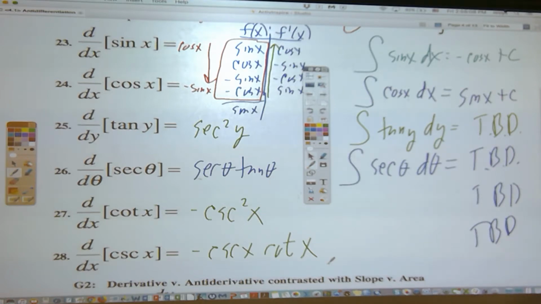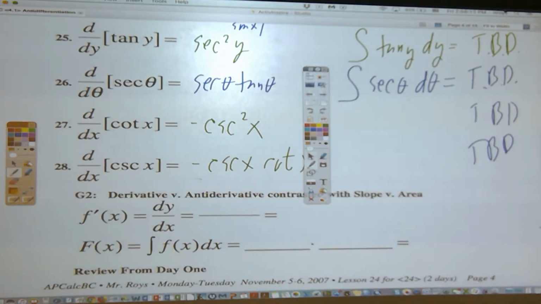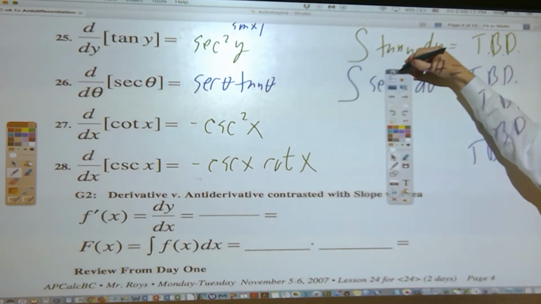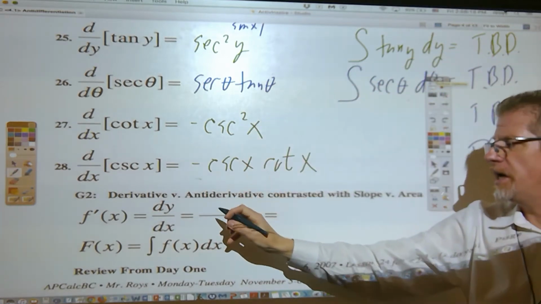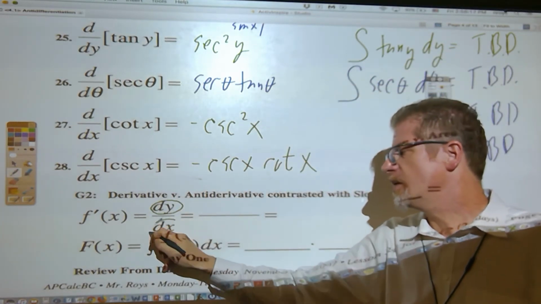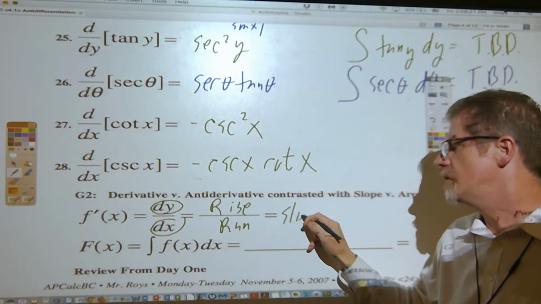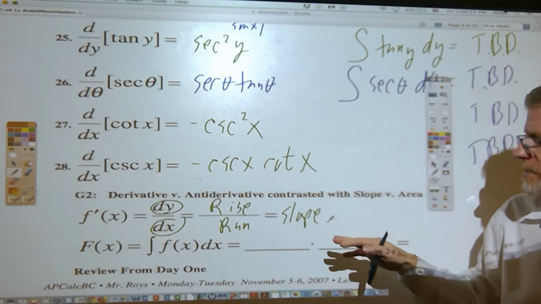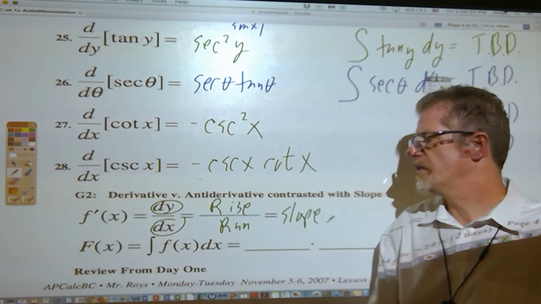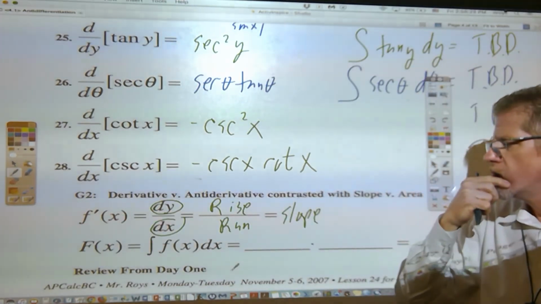All right, so some of these we don't know yet. But by the way, in terms of applications to physics, keep in mind that there is something about the derivative that talks about rise over run or slope. So slopes of tangent lines are great applications for the derivative, rise over run.